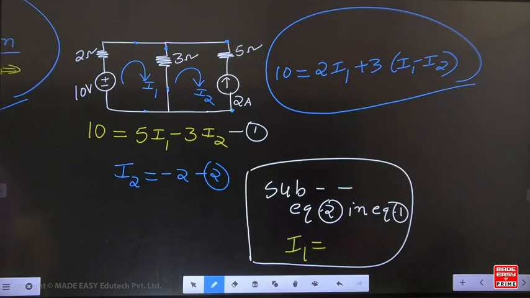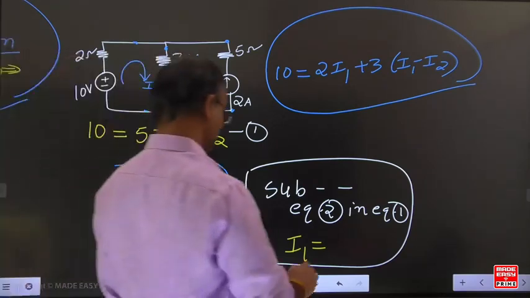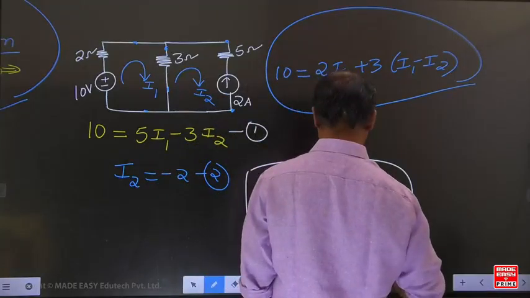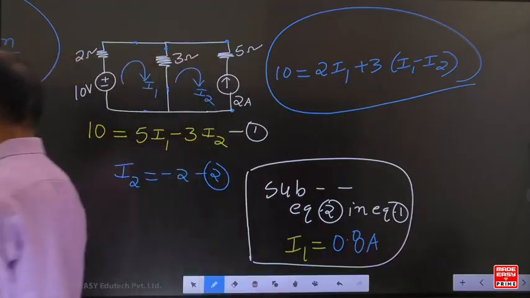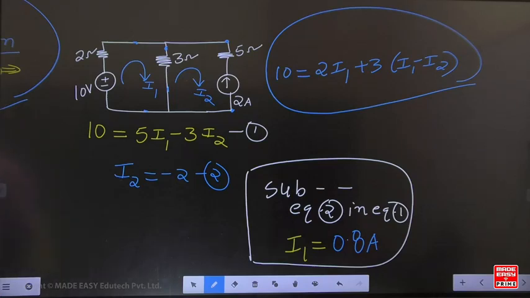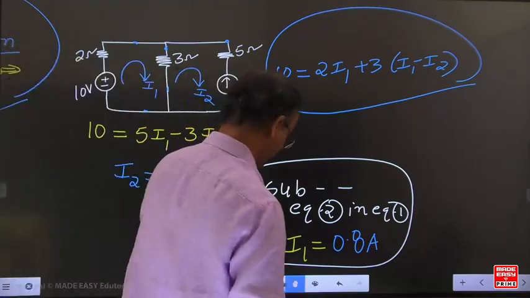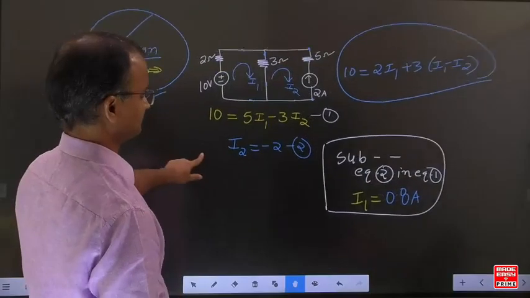I hope your doubts are cleared. Somebody asked doubts. Now कितना is I1 equal to, check करो. Many students are saying 0.8. Is it correct? Okay, very good. Now observe here.